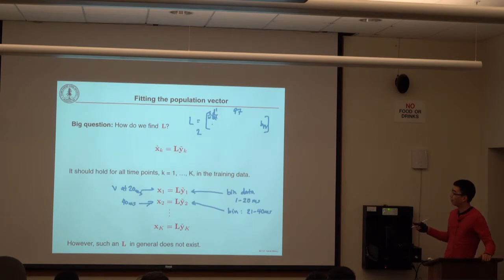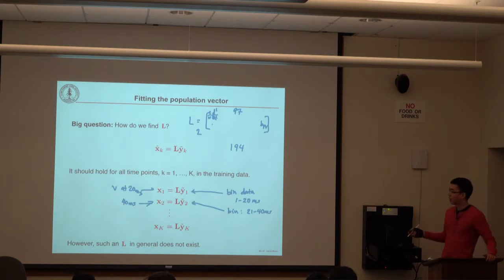And so for this L matrix, we have 2 times 97. That is 194 terms in this matrix that we don't know. So there are 194 unknown parameters. Is that clear to everyone?